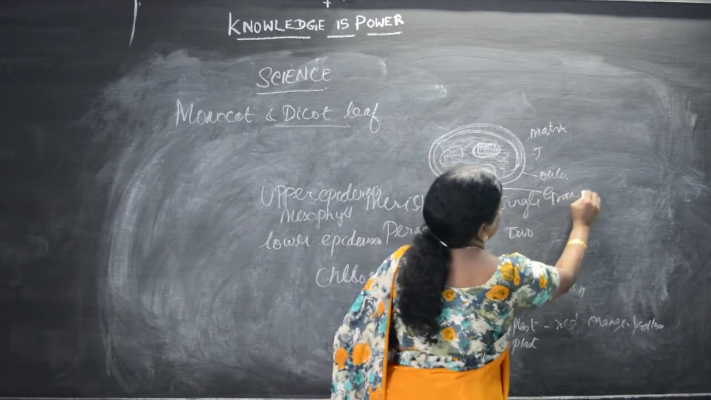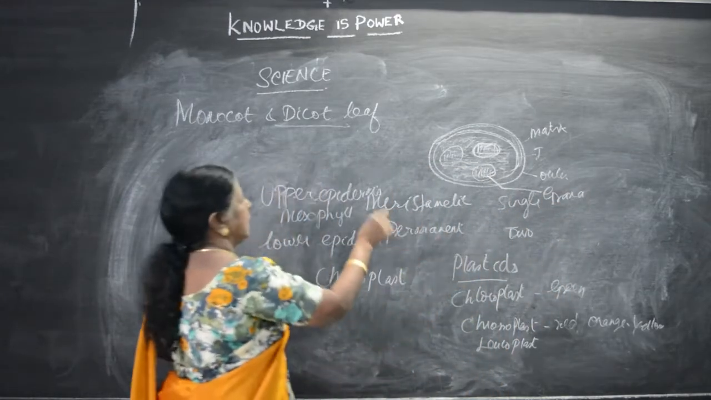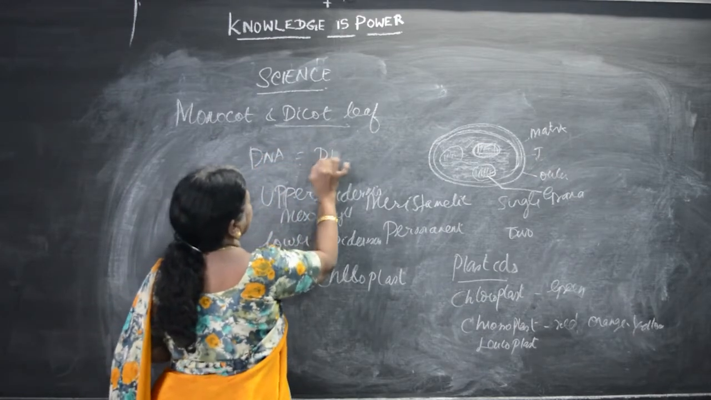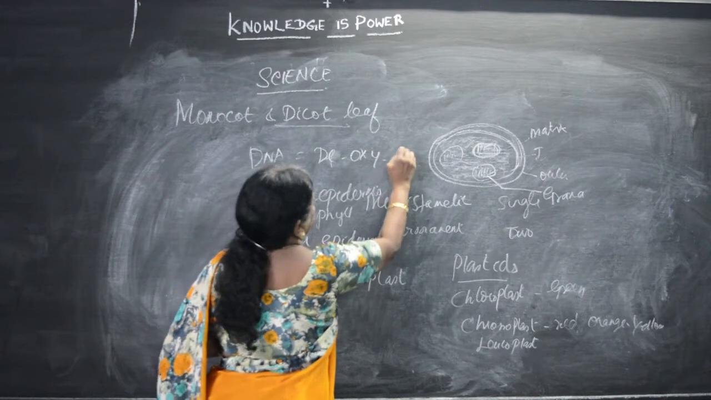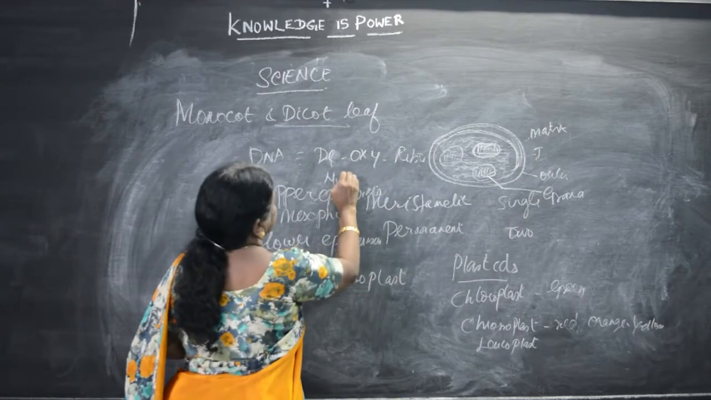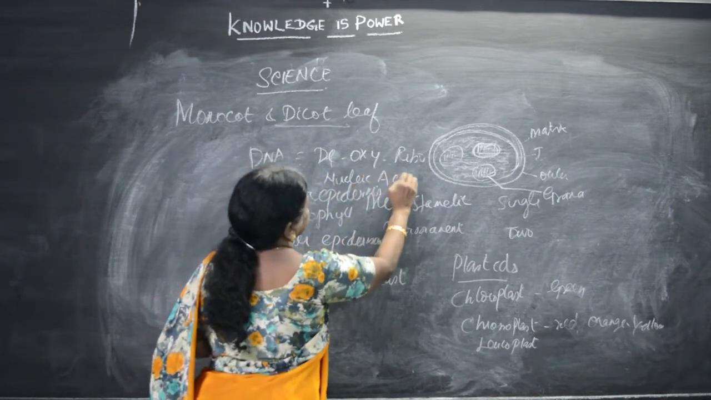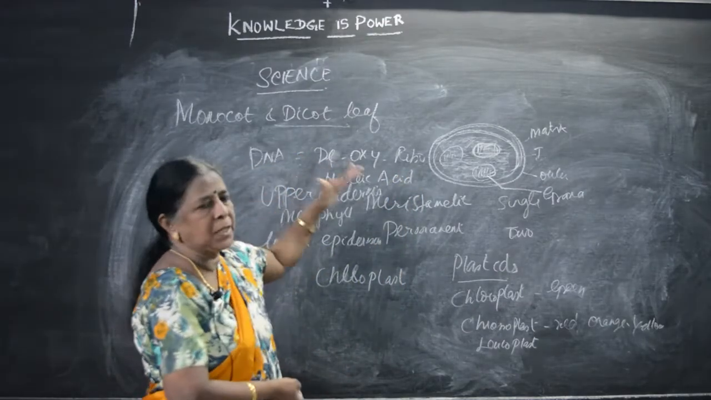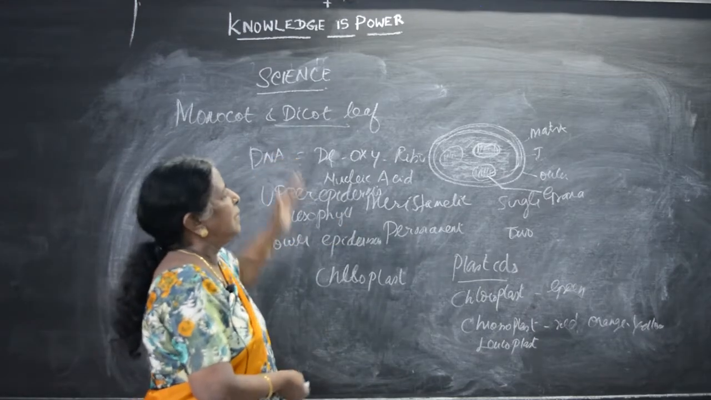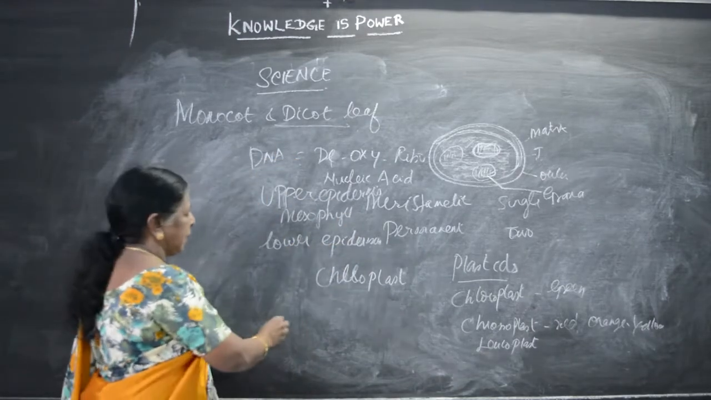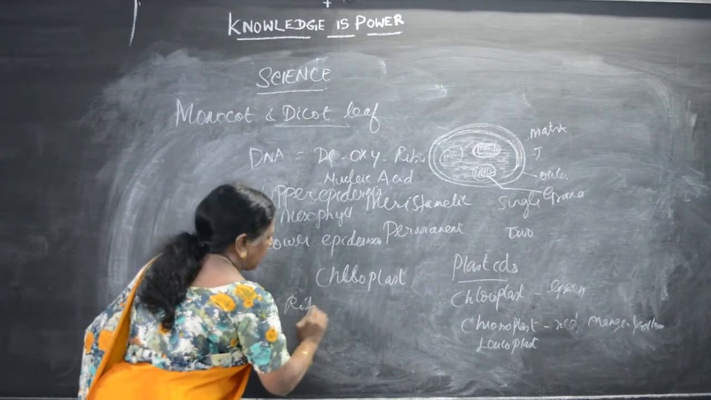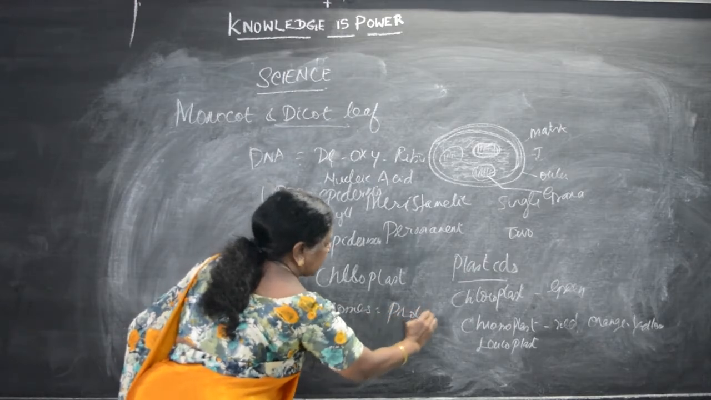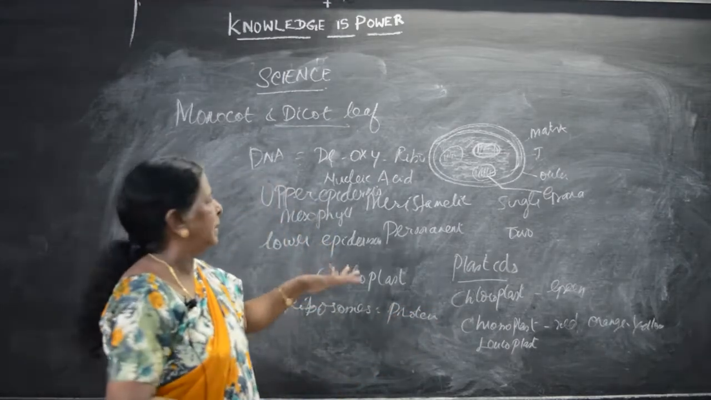In the grana only we can see DNA, that is a very important part, the nucleic acid, deoxyribonucleic acid. What does DNA stand for? Deoxyribonucleic acid. This is the genetic factor. DNA or RNA only decides what kind of plant or what kind of animal it is. Even ribosomes are present in that. The ribosomes help with protein synthesis. Protein is a very important element for the growth of plants as well as animals.